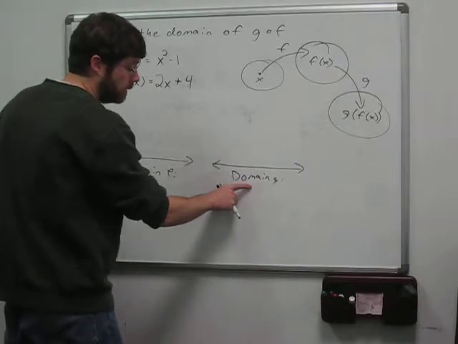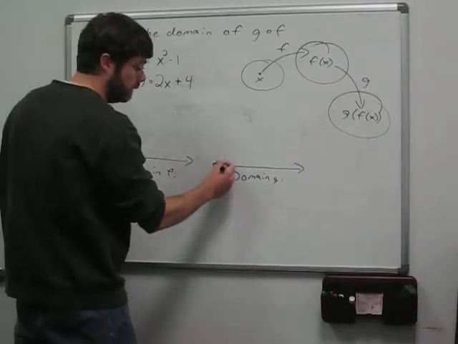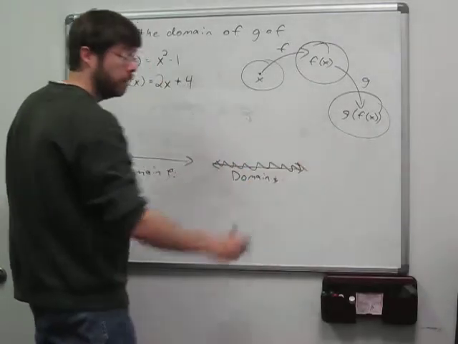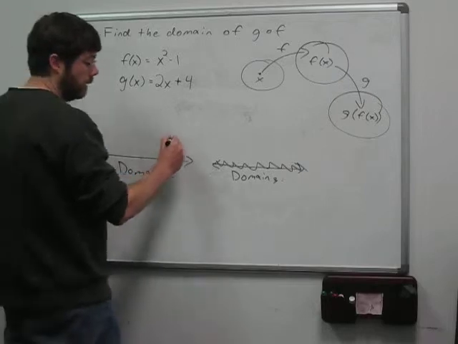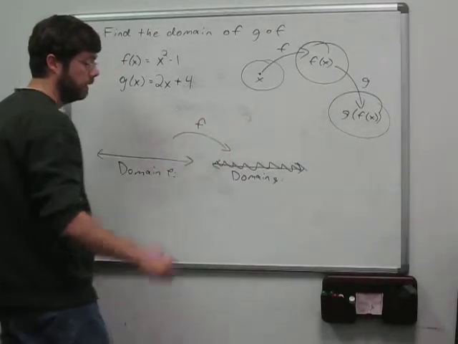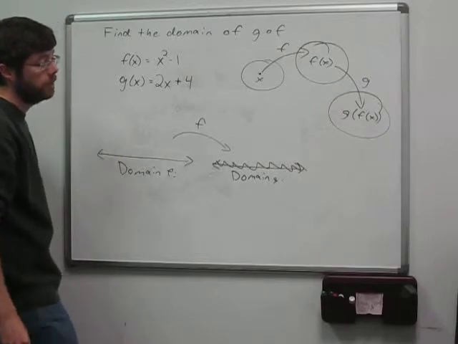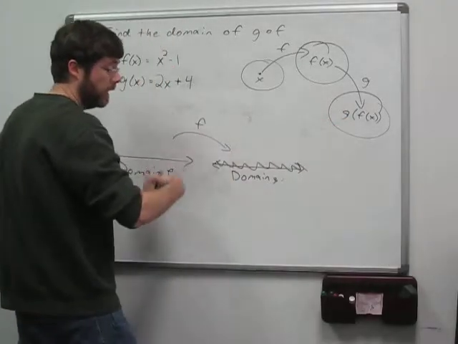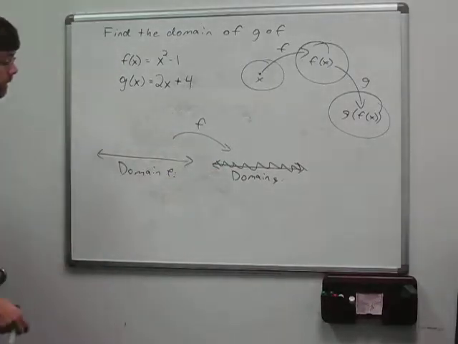So, what's the domain of g? The domain of g is all real numbers, right? Because it's a polynomial. So, any image from f that happens to be a real number is going to be in the domain of the composition, because I can apply g to any real number whatsoever.